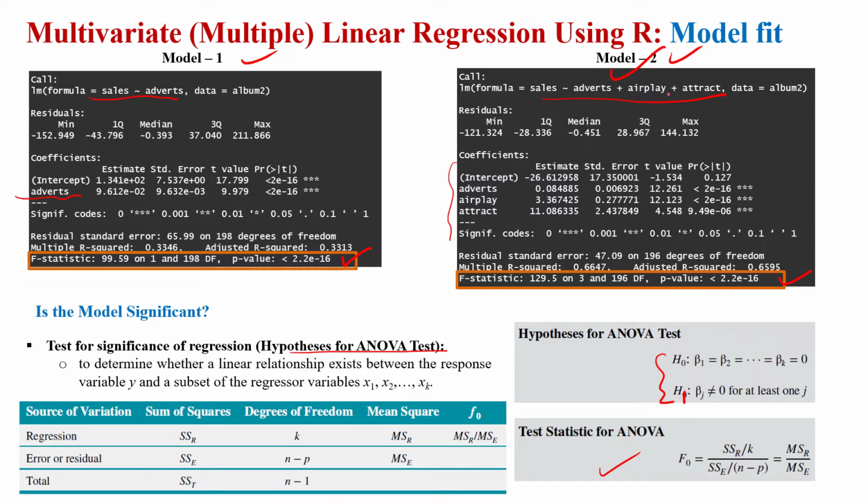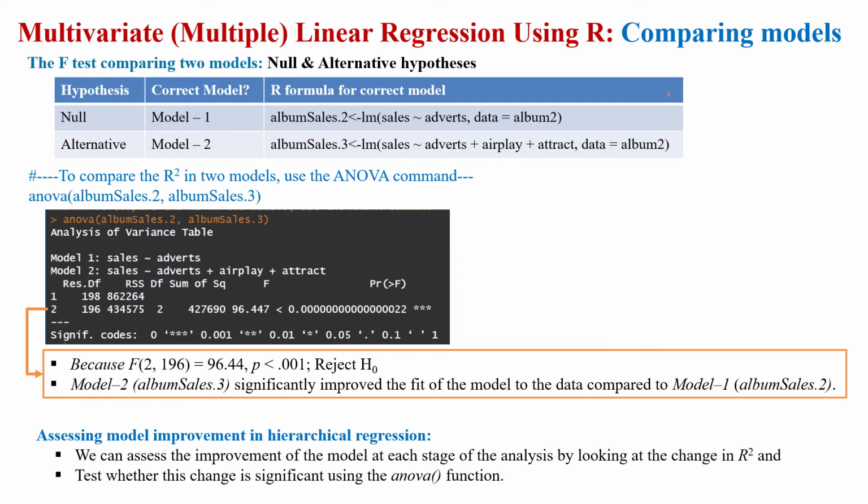So now I want to check whether model 1 is the better one or model 2 is the better one. As you know, model 1 has the dependent variable and only one independent variable, whereas model 2 has the dependent variable and three independent variables. And in R we have a function called ANOVA. In this particular variable we have basically fitted this model.